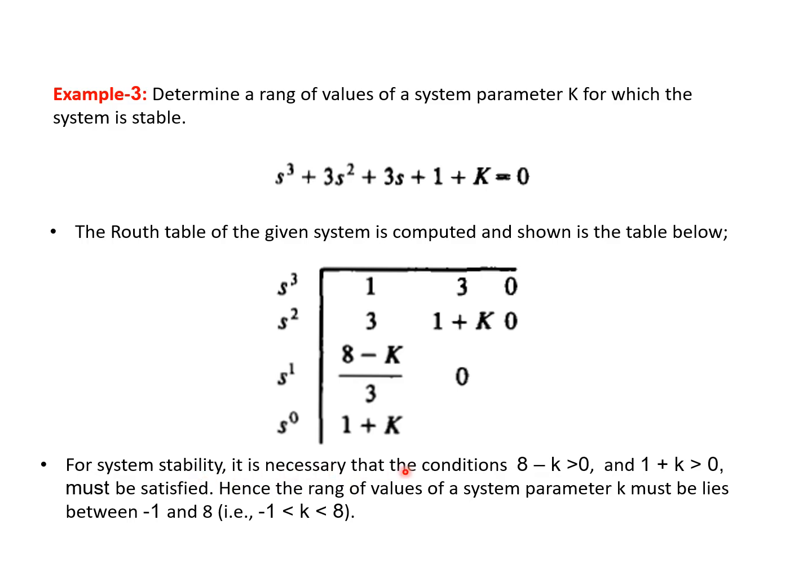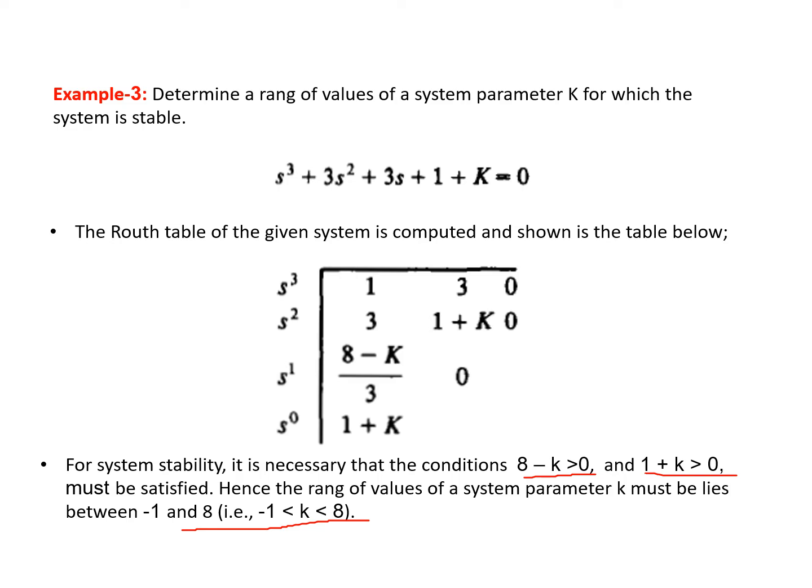So for the system to be stable, the condition is that these two elements, that is 8 minus k by 3 and 1 plus k, should be positive, so that they should be greater than 0. That is what is shown here. I am considering 8 minus k to be greater than 0 and 1 plus k to be greater than 0. So when we solve for k, we are going to get two values for k as minus 1 and 8. So the condition for stability is that if the k value lies between minus 1 and 8, the system is said to be stable.